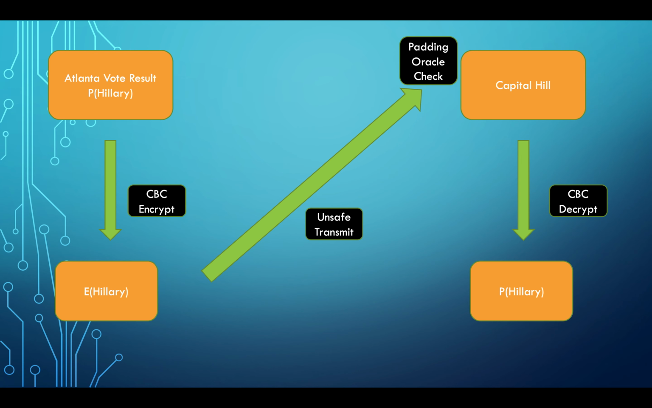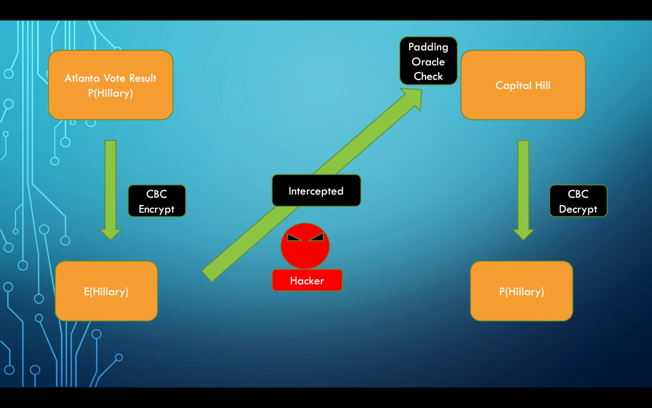The Capitol Hill will check the incoming message with a padding oracle mechanism to prevent fake messages. If the incoming information is valid, the Capitol Hill will decrypt the information to plain text and confirm the results. Now, a hacker who likes Trump better intercepts this information in the unsafe transmit.